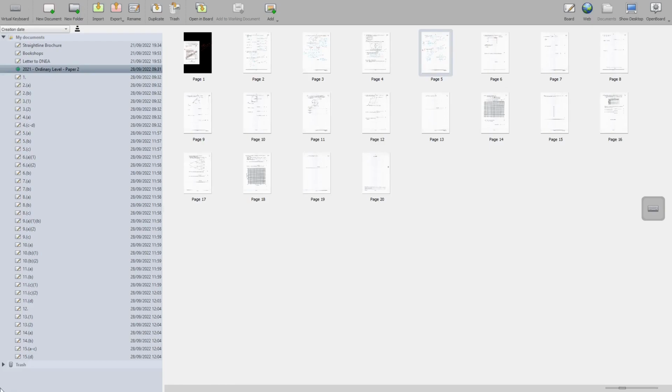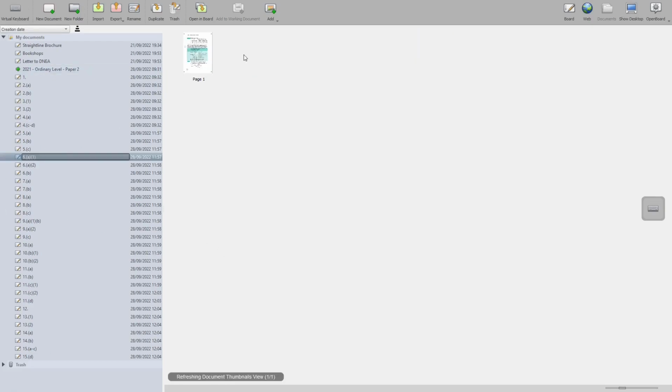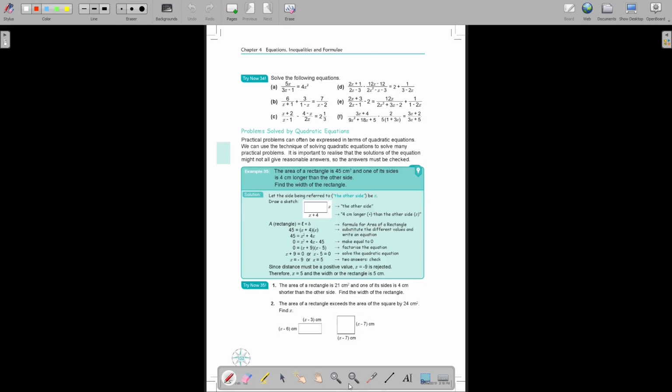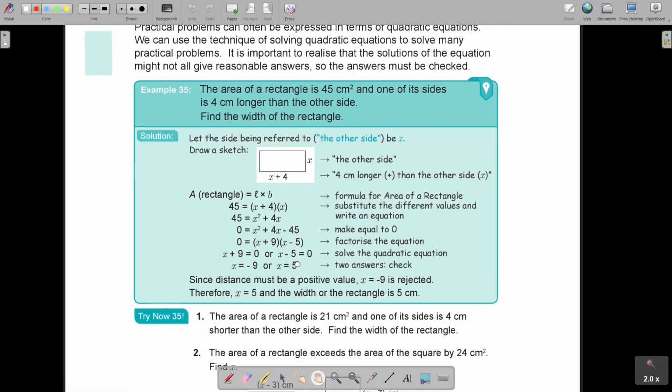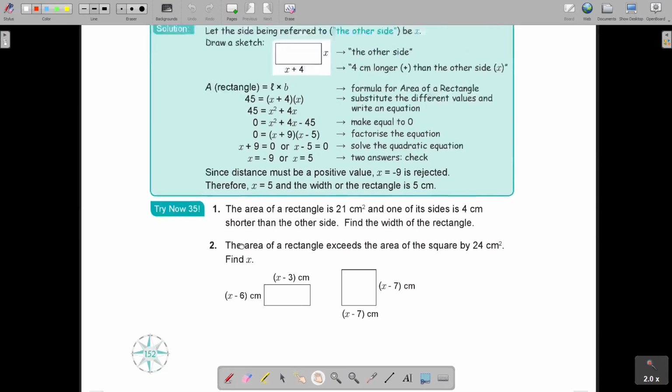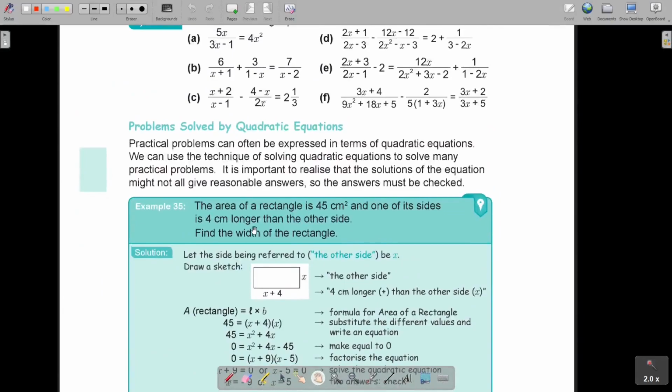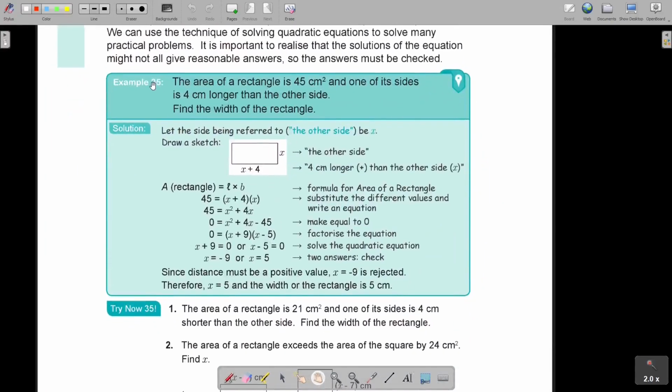Okay, so question number 6. Now, don't forget, although I'm going to put the expression now, this is in terms of algebra. I find this on page 152. This is chapter 4, problems solved by quadratic equations, and example 35. So the area of a rectangle is 45 centimeters. In this case, they also give you the area. Do you see? Area is 45. And one of its sides is 4 centimeters longer than the other side.